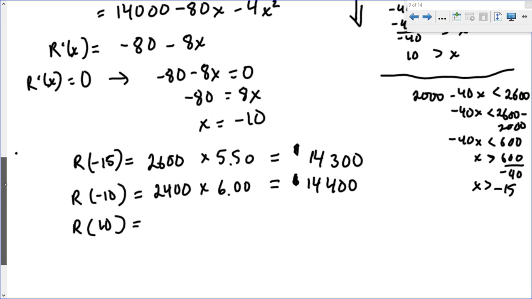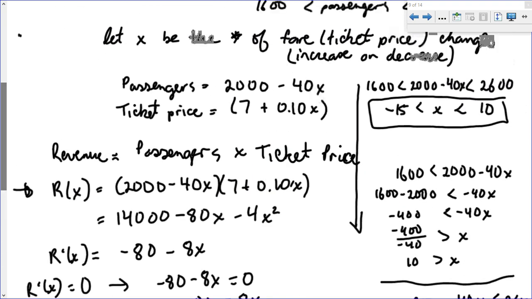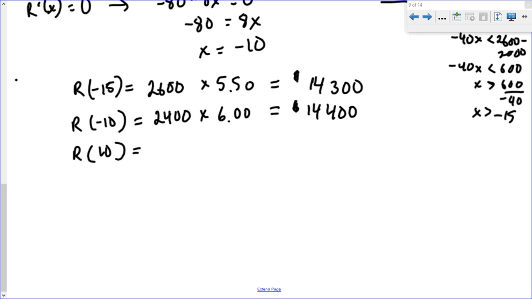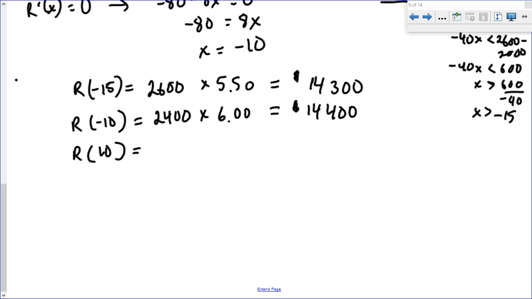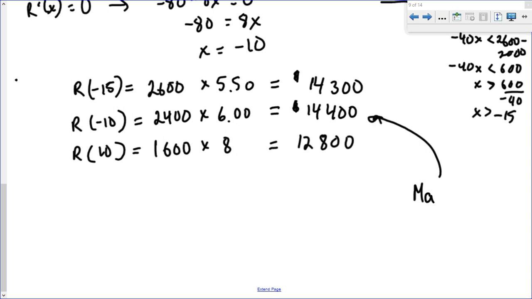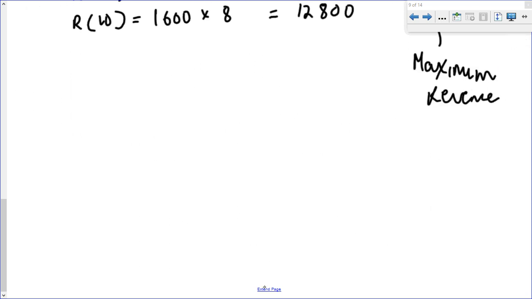Okay, the next is 10. If I decided to increase my ticket price by 10 increments, that would be a new ticket price of $8. So 10 in here, add $1 to it, that's $8, and a 10 in here, that would take 400 off. So from 2,000, I take 400 off. I've got 1,600 passengers at a price of $8. And that amounts to a revenue of $12,800. So clearly this is our maximum revenue.